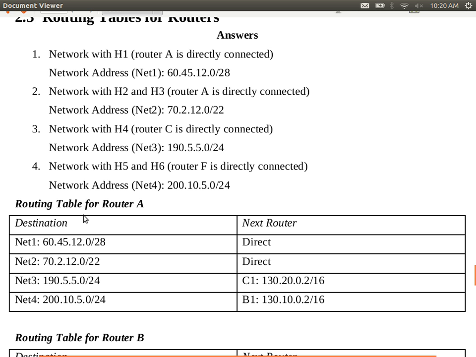It was a bit more complex. In binary, we have to convert it, and we set the last 4 bits to 0, the host portion. Convert back to dotted decimal and you'll get 60.45.12.0. Okay? So this is one of our special addresses, the network address. All host bits are 0. Any other questions?